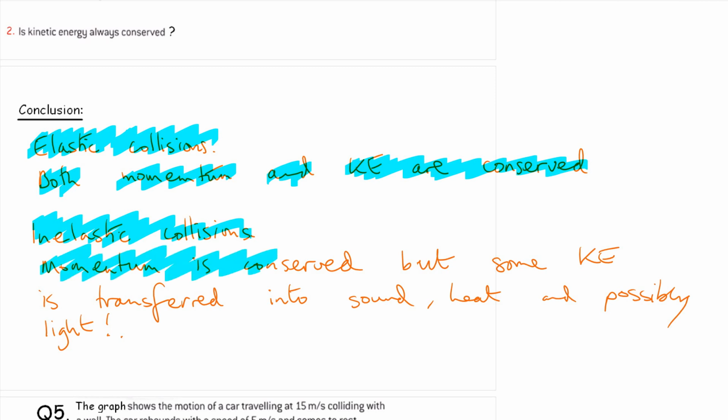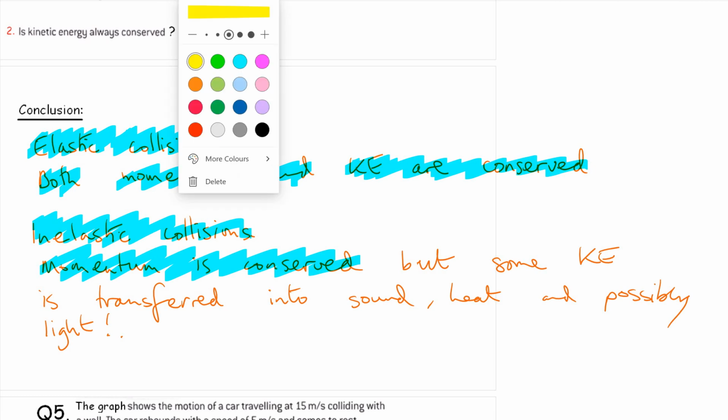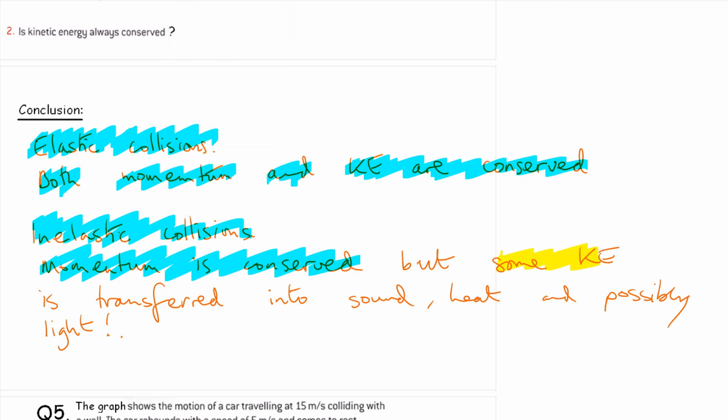Momentum is conserved. Momentum before the event equals the momentum after the event. But in inelastic collisions, you are going to get some kinetic energy lost. It's going to be transferred into sound and heat and possibly even light. I'll give you an example. I'm clapping my hands now. Some of that kinetic energy was converted into sound and heat when my hands came together.